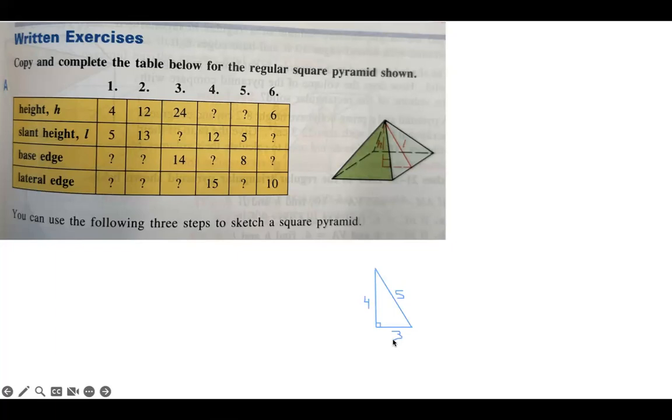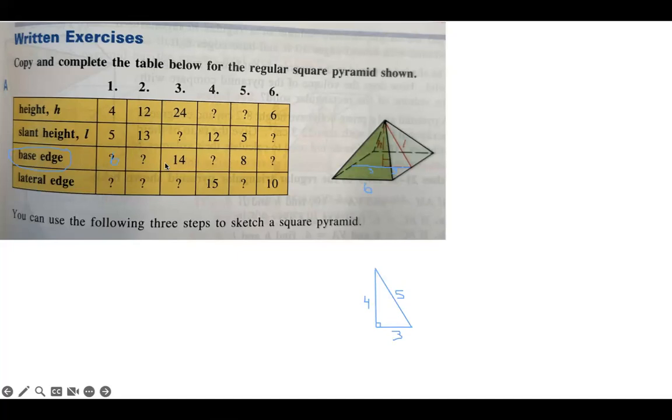All right, did that help us any? No, but it is a square pyramid, so we know that this distance all the way across, we just found out that halfway was 3, so another 3, that would mean that the whole thing is 6. And that is the base edge. The base edge is 6.